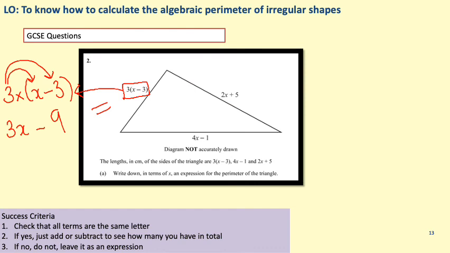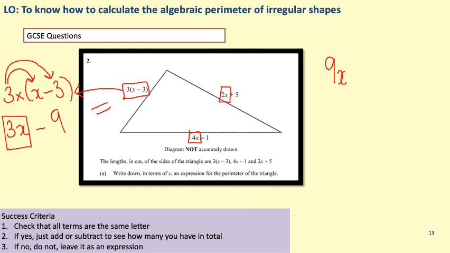Okay, so same as before, we've got 3 lots of x, 2 lots of x, and 4 lots of x. So 3 lots of x plus 2 lots of x gives us 5 lots, 5 plus 4 gives us 9 lots of x.